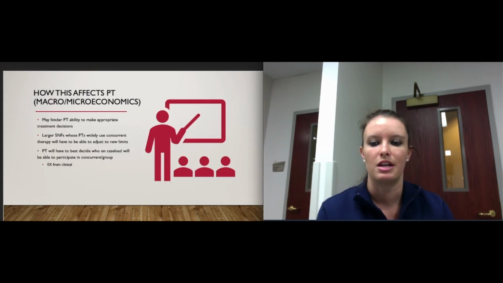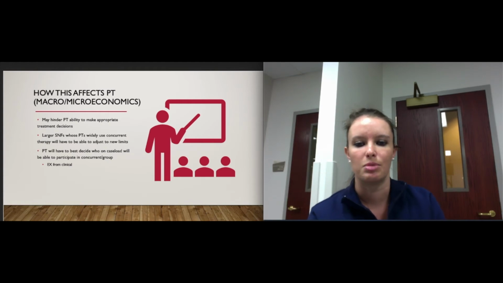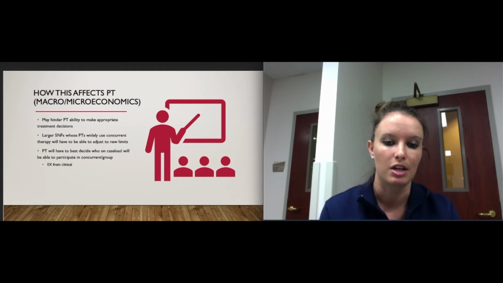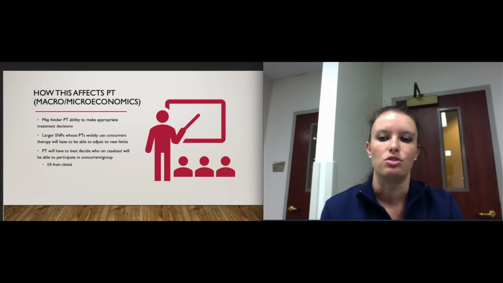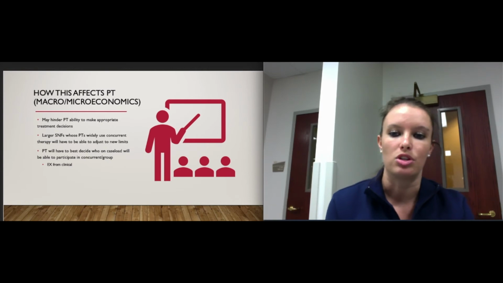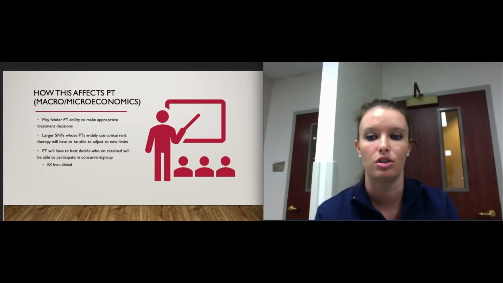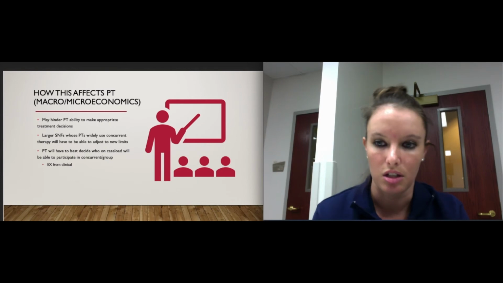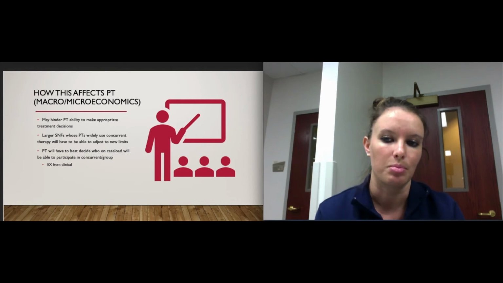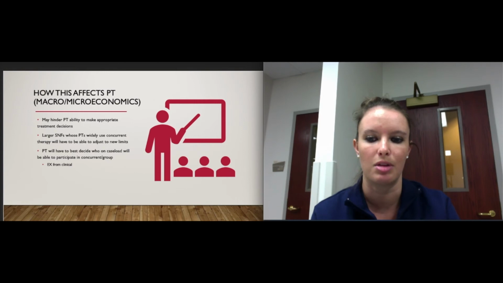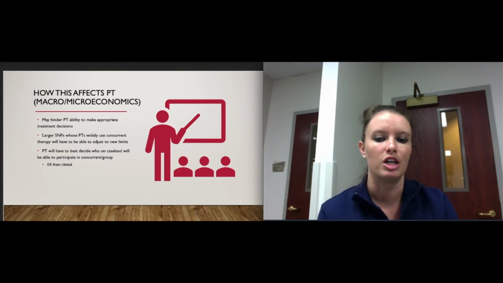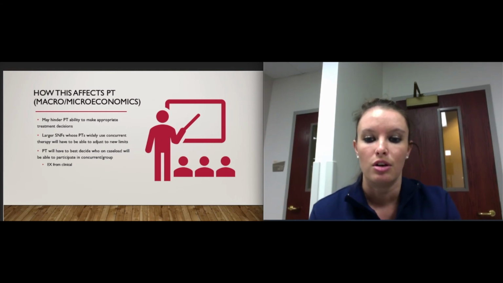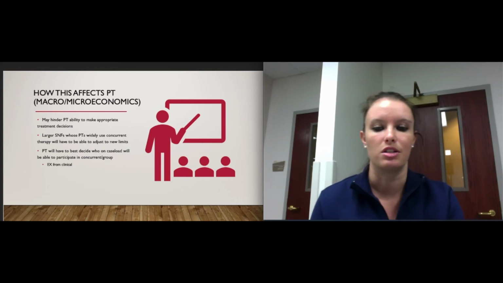APTA said that this hinders the ability of a PT to make a professional judgment to determine a combination that is most appropriate for patients. Large SNFs whose PTs widely use concurrent therapy will have to adjust to these new limits, but also be able to best decide who on their caseload will be able to participate in concurrent group therapy. For example, in my clinic, a lot of my patients were vastly different and able to complete concurrent group therapy, but with the variable per diem rates, we need to make the best use of concurrent therapy in order to make up for lost funds under the variable per diem rate.